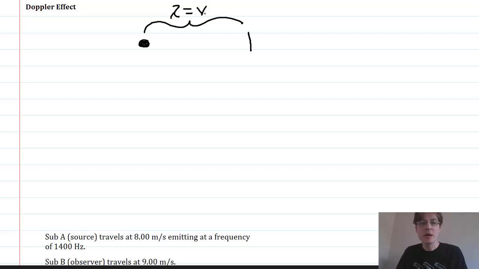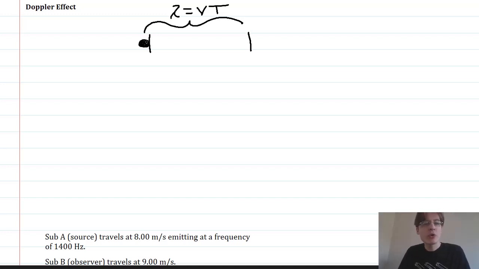which I'm calling v. I'm not going to call it vs because I want to call vs the speed of the source. So it's going to be the speed of sound multiplied by the period. That would be the normal wavelength, the distance between the wave it emitted before and the very next peak of the wave that comes out.